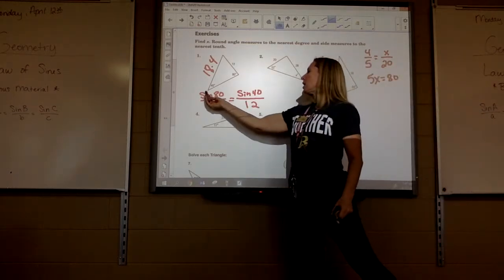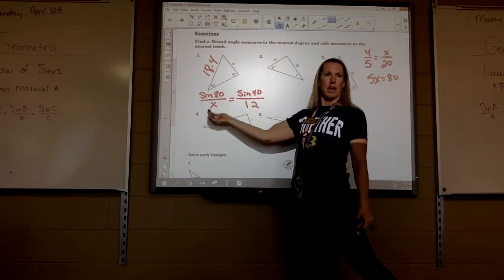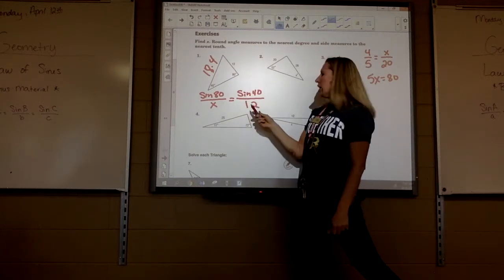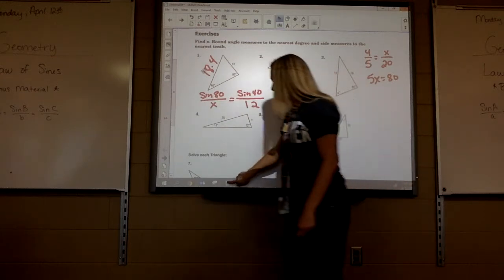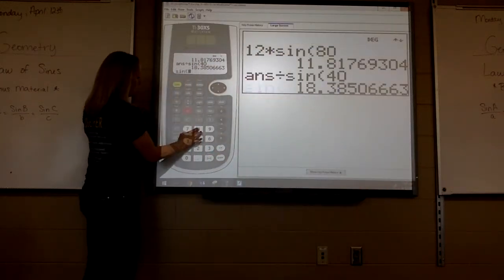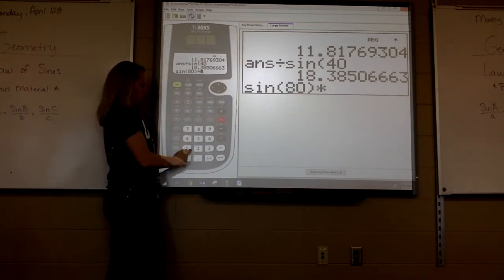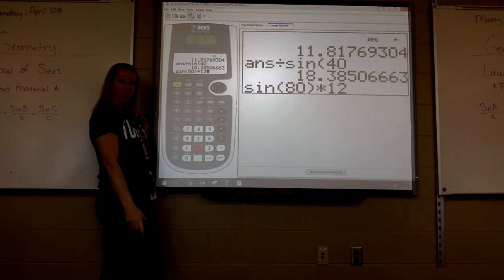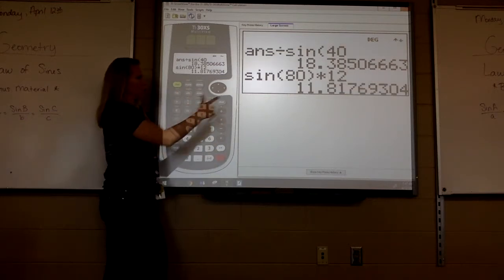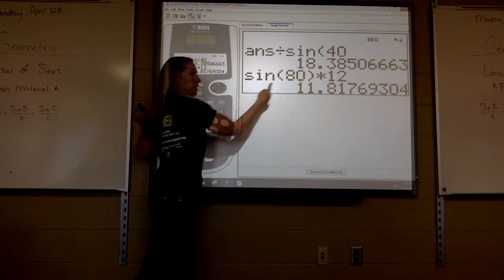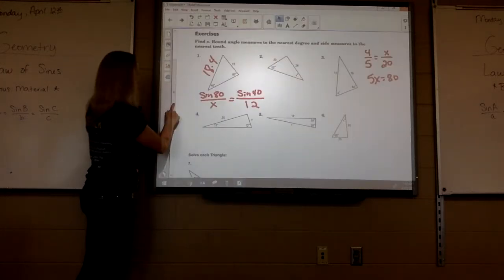So you multiply the 2, and then you divide by the one that's across from the x. That's all you do. Now, if I did the sine 80 first times 12, the main thing is if you do sine 80 and then times 12, you have to close that parentheses before you can do times 12. You have to. Okay? So if you do the other one first, just make sure you close that parentheses first. Okay, let's try another one.